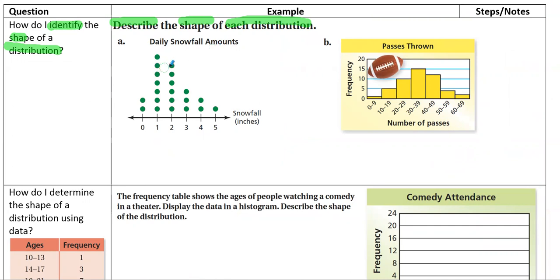But anyways, looks like they have, do you remember what this is? It's a data display. It's not a histogram. It's one of the other ones we've learned about. It's got a lot of dots. It's a dot plot. Yes, it's a dot plot. Very good if you actually knew that.